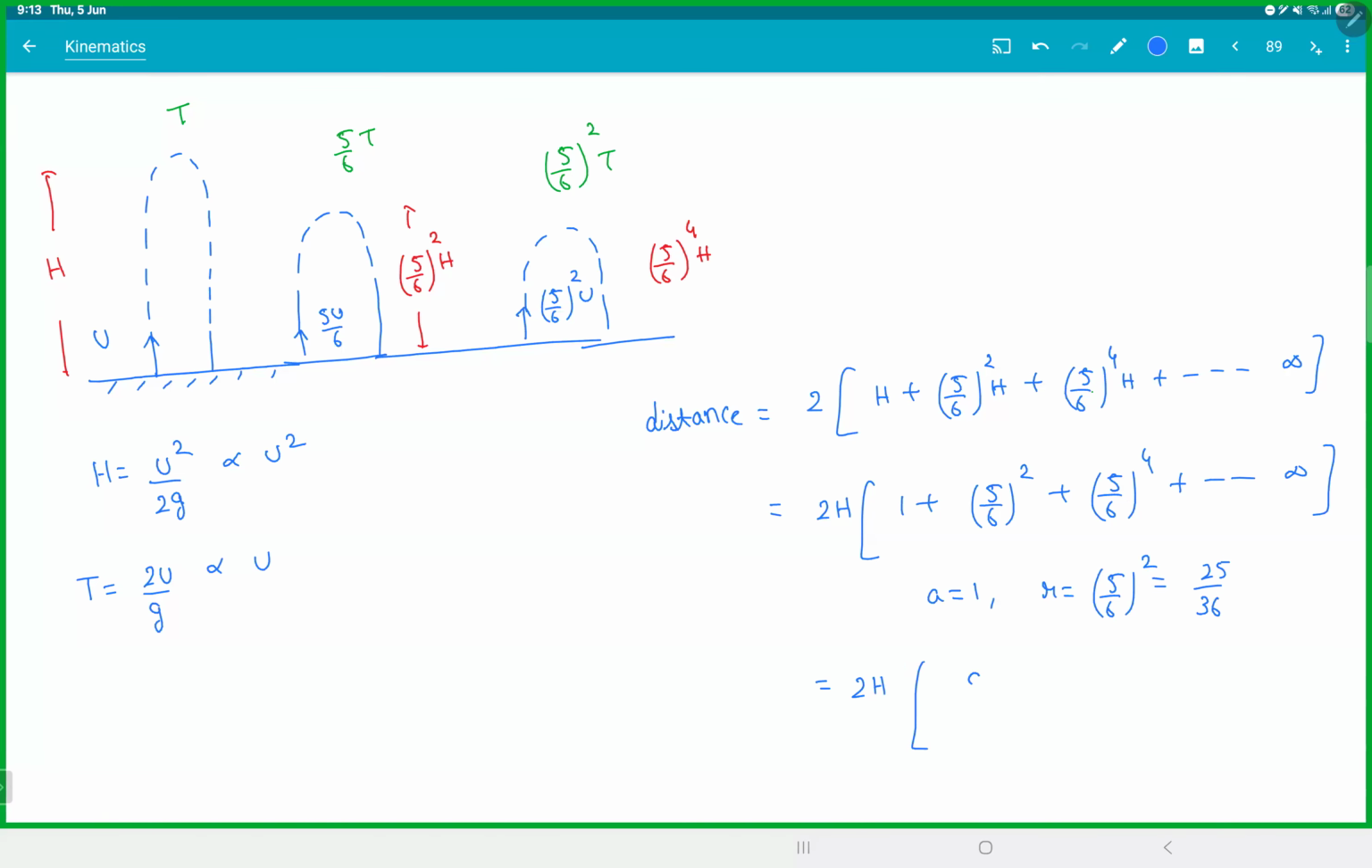The formula is a by 1 minus r. That is 2h, a is 1, and this is 1 minus 25 by 36. That is 72h by 11. And h is u square by 2g. I'll substitute that, so I think then I'll get 36 u square by 11g, whatever you guys got.